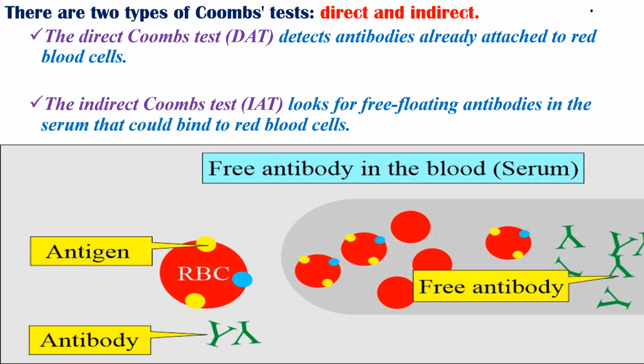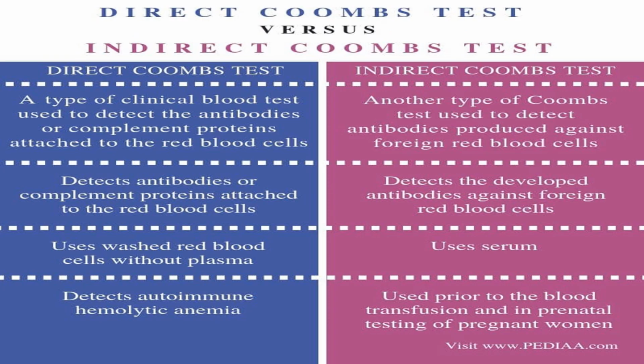The direct Coombs test detects antibodies that are stuck to the surface of red blood cells. Since these antibodies sometimes destroy red blood cells, they can cause anemia. This test can help clarify the condition.